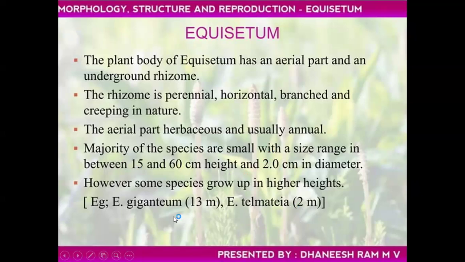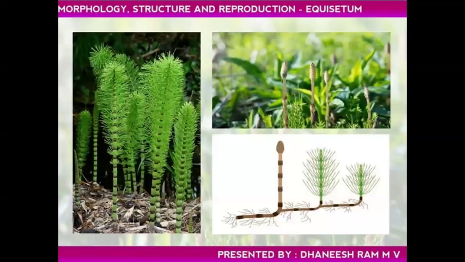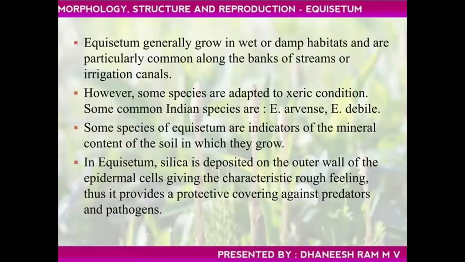Among the species of Equisetum, the most commonly observed are Equisetum giganteum and Equisetum telmateia. These two are considered the highest growing species of Equisetum, giganteum growing to a height of 13 meters and telmateia growing to a height of 2 meters. Otherwise, the majority of them are very, very small.